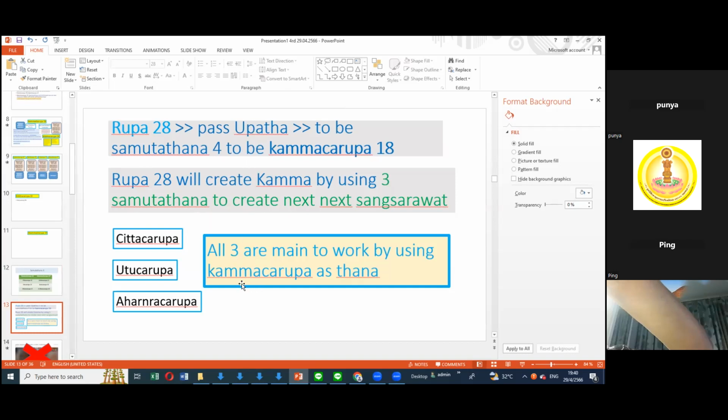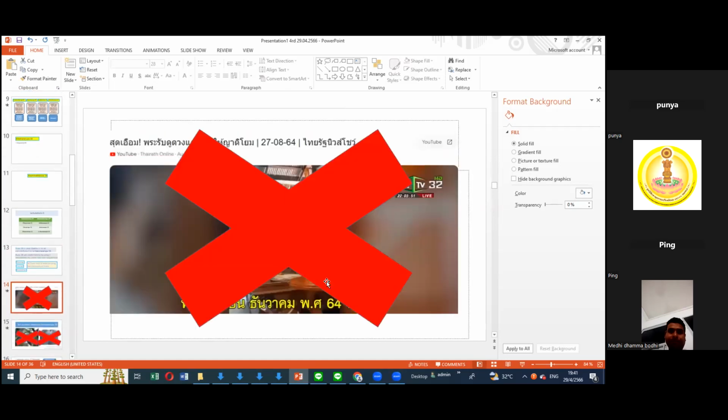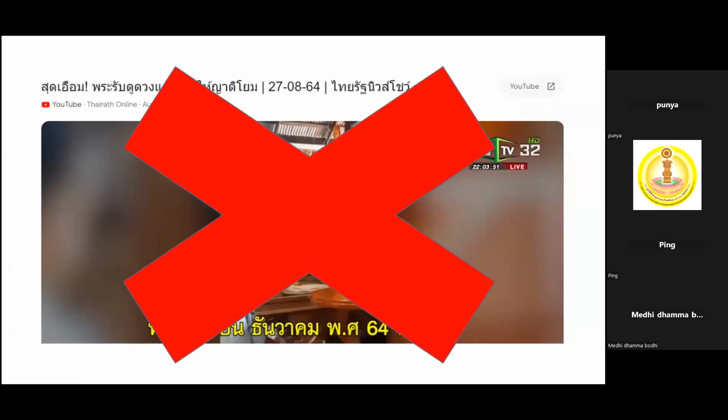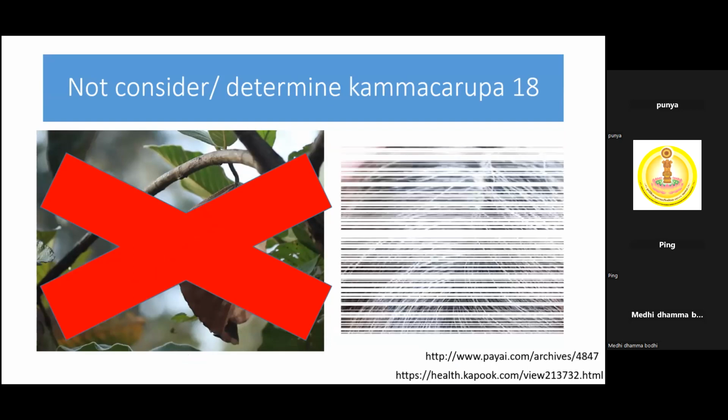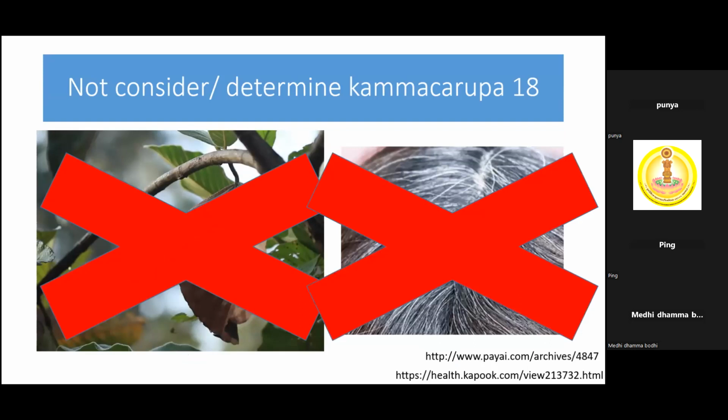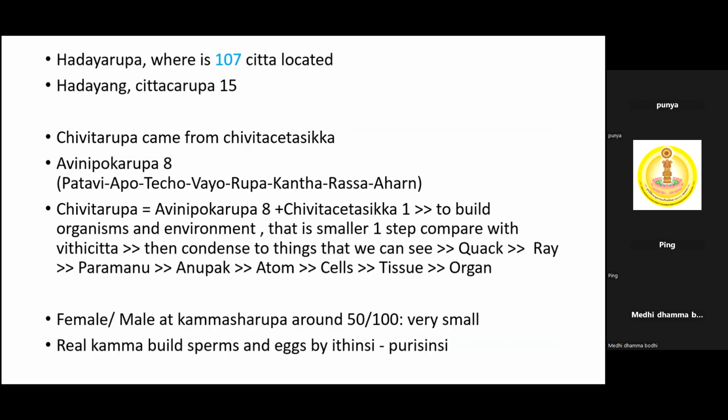So the remaining three, Chitta Sharupa, Utu Sharupa, and Ahara Sharupa, all three remain to work by using Kamma Sharupa as the base. And this is like you know here, because Kamma Sharupa is the thing that cannot be corrected in this life. Nobody can change it with any of this, and there's no need to consider whether the leaf is old or young, or falls from the tree, or the hair turns gray or white. No need to consider this.